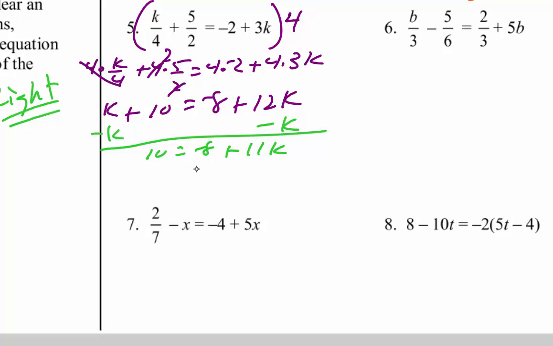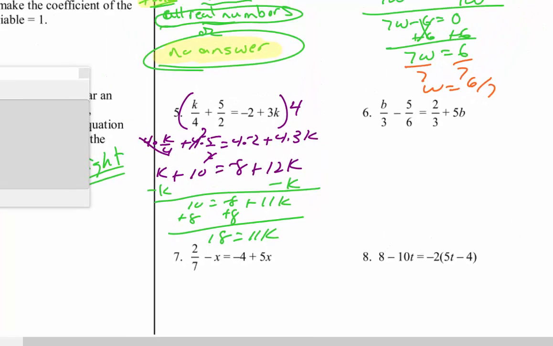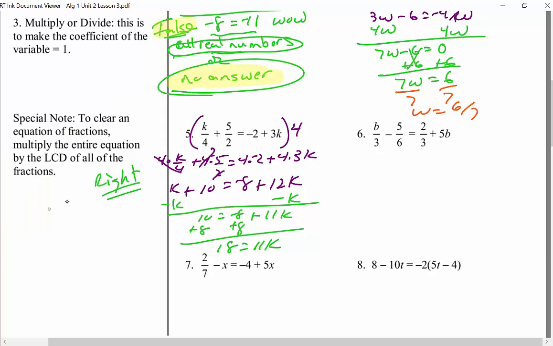I have to get rid of negative 8, so I add 8 to both sides. 10 plus 8 is 18 equals 11k. Now I have to finish this problem, and I ran out of room, so I'm just going to write it over here. 18 equals 11k. I have to divide. It's 11 times k, so I divide by 11. So k equals 18/11. And when I get my solution, I will flip it over.